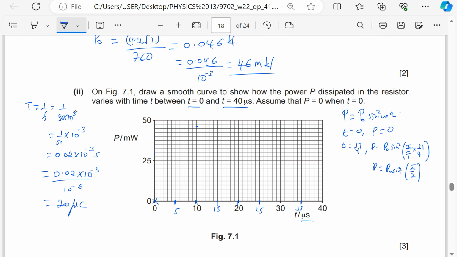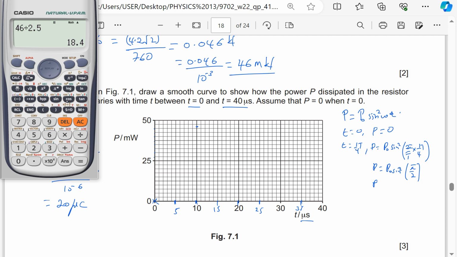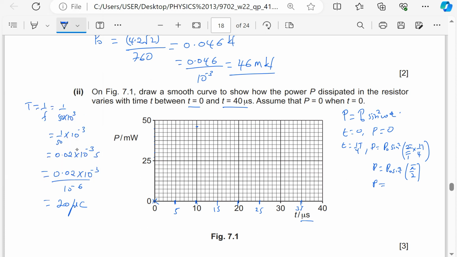And of course, we all know that sine of 90 is 0. So it means we know that sine of 90 is, is it 1? Let me check. Pi over 2 is 90. Sine of 90 is 1. When you square it, it is 1. So P is equal to P naught, which is maximum. So at a quarter period, we have maximum power. Of course, at a half, it will go back to 0. At 15, it will go back to maximum.